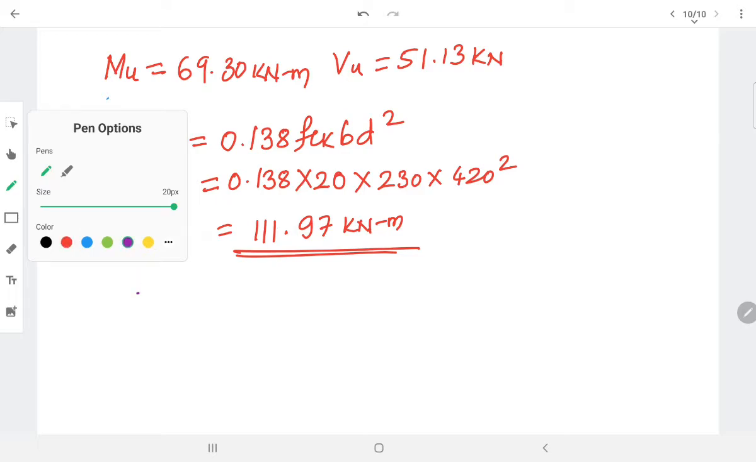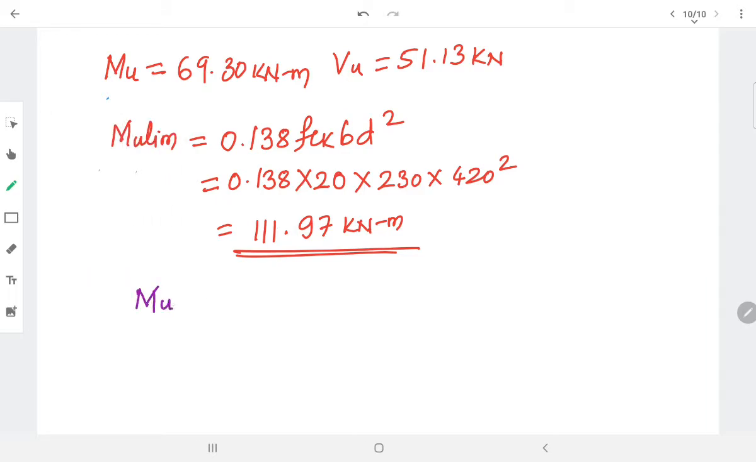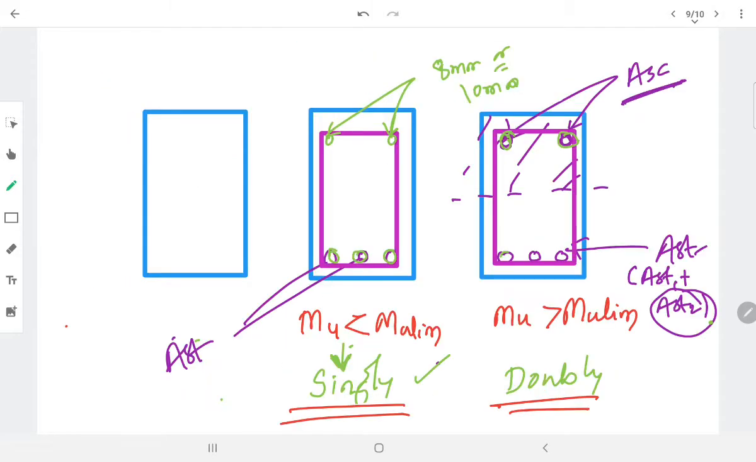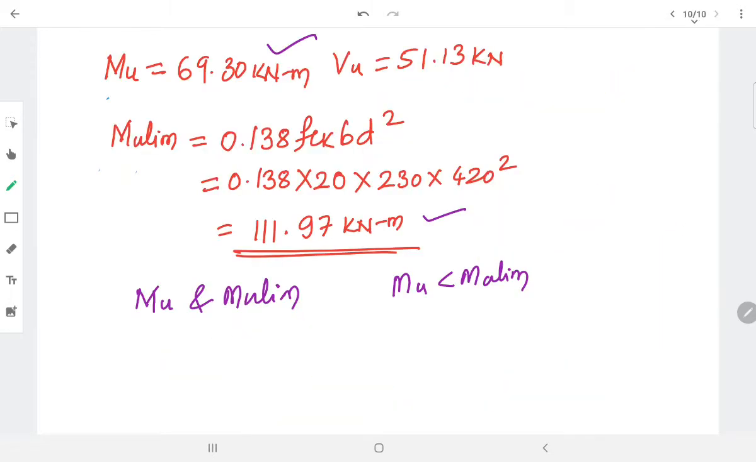So here what I will do, I will compare Mu and Mu limit now. Mu is 69.30, Mu limit is 111.97. So Mu is less than Mu limit. If Mu is less than Mu limit, we call it a singly reinforced beam. Only main reinforcement is provided at the bottom. So I'll write the statement: the problem given is a singly reinforced beam.